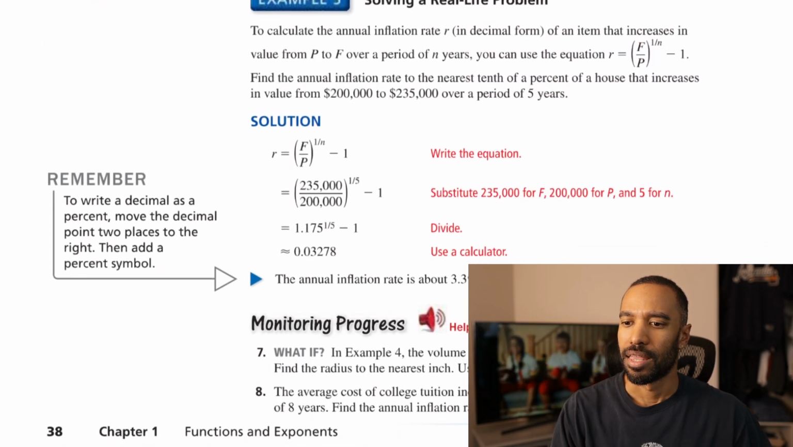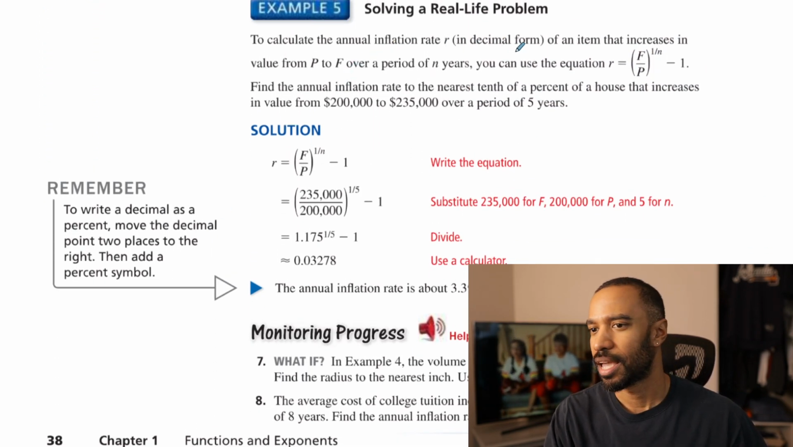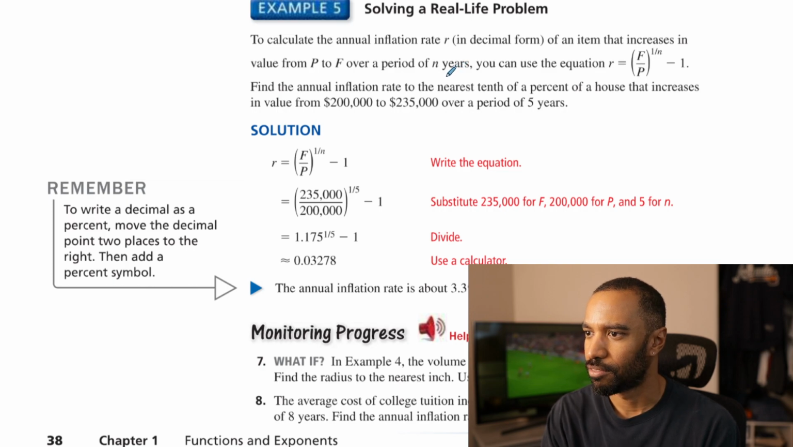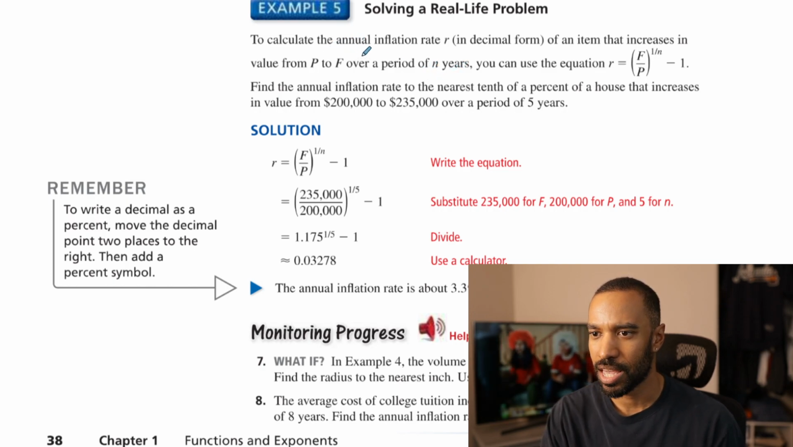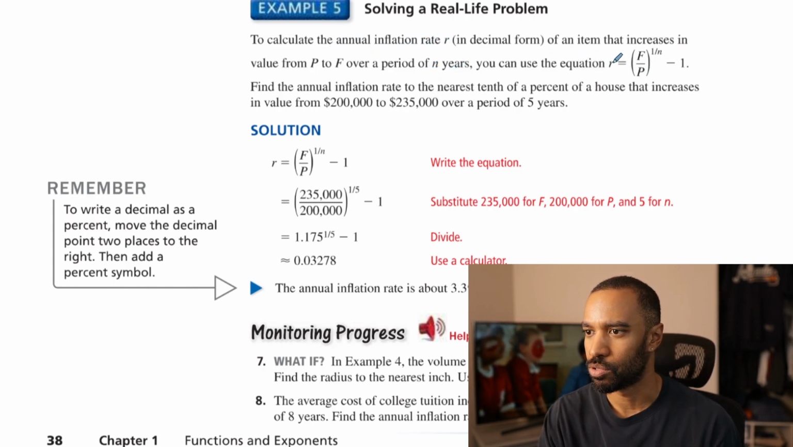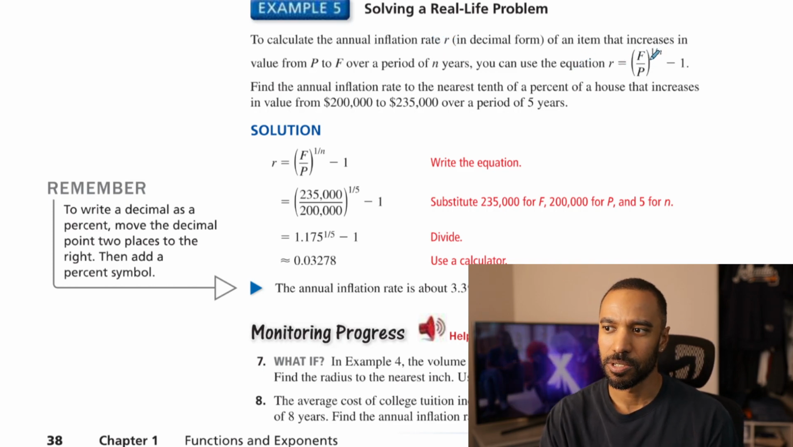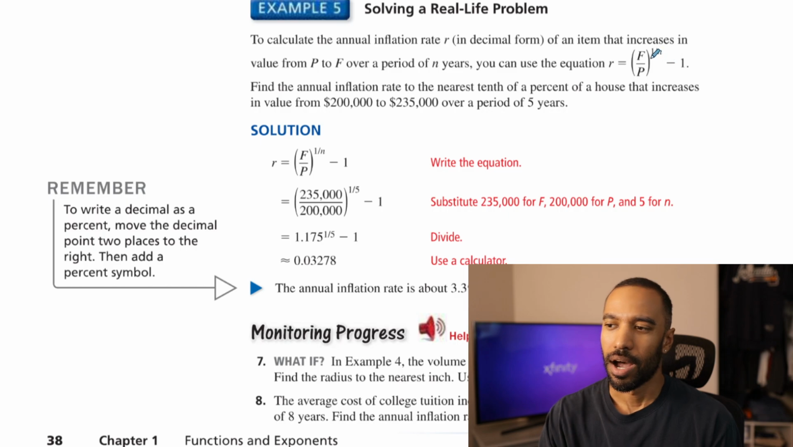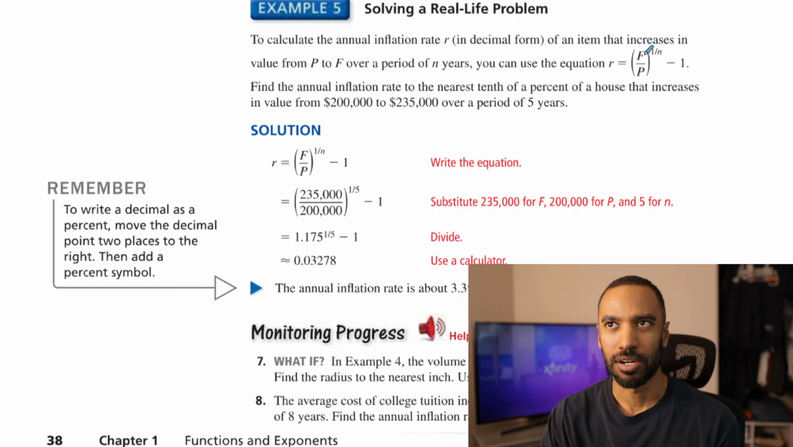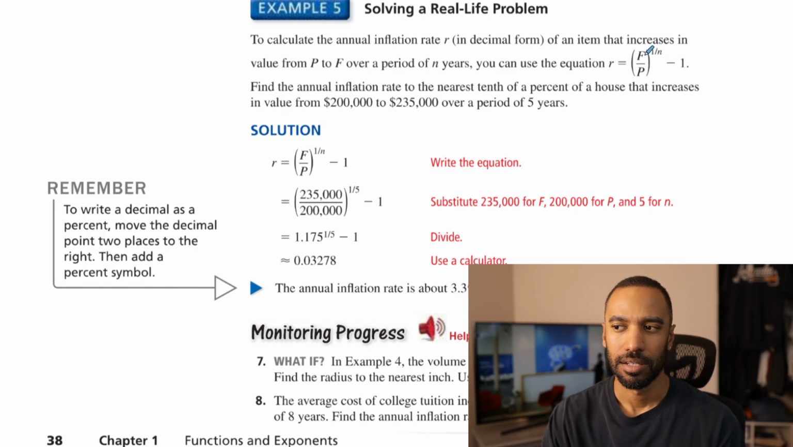Okay. And then another problem here: calculate the annual inflation rate of an item that increases from P to F over a period of n years. You can use this equation. Where's R? Inflation rate R. Okay, so this, well, I generally don't use F. I generally use A, I guess.